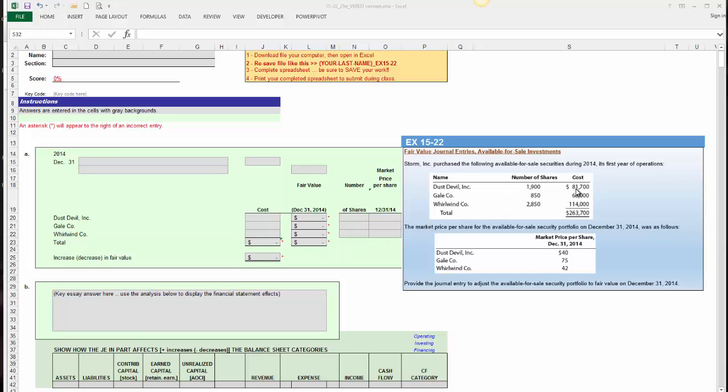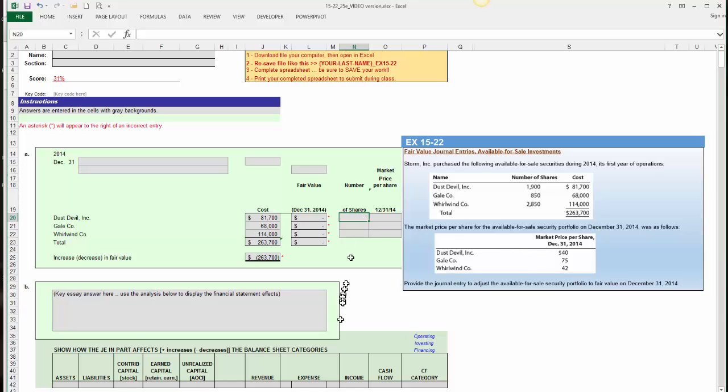The cost is easy. All that we must do is to take the cost that you see in the first table and transfer it to the second table. So for the Dust Devil, we will enter $81,700, for Gale Company, $68,000, and for the Whirlwind Company, $114,000. So the total cost, as you see, is, as reported, $263,700. For the fair value, we calculate that by taking the number of shares times the fair value per share, what these stocks are selling for, on December 31, 2014.